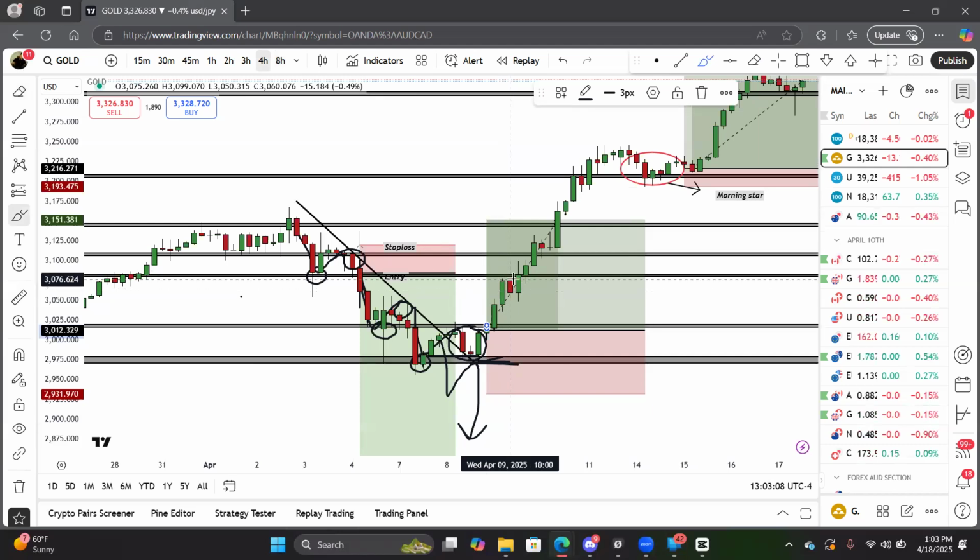Now, seeing this right here, this is also how I'm able to hold out my trade. I always act in the market around 9 a.m. or 5 p.m. and then 10 p.m.